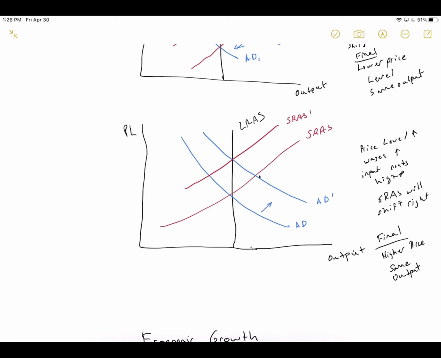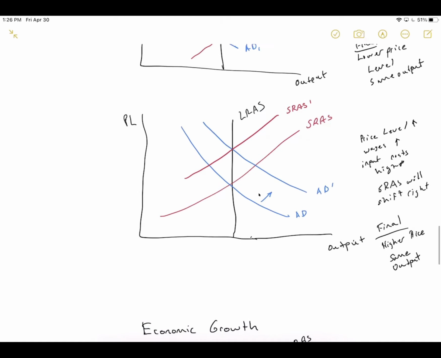As the price level and wages increase, input costs become higher. So for the producer, their input costs are going to become higher. Therefore, they can't produce as much, so they're going to have to cut back on supply. And then the short run aggregate supply curve is going to shift to the left. In the long run, what we're basically going to be at is a higher price level and the same output.